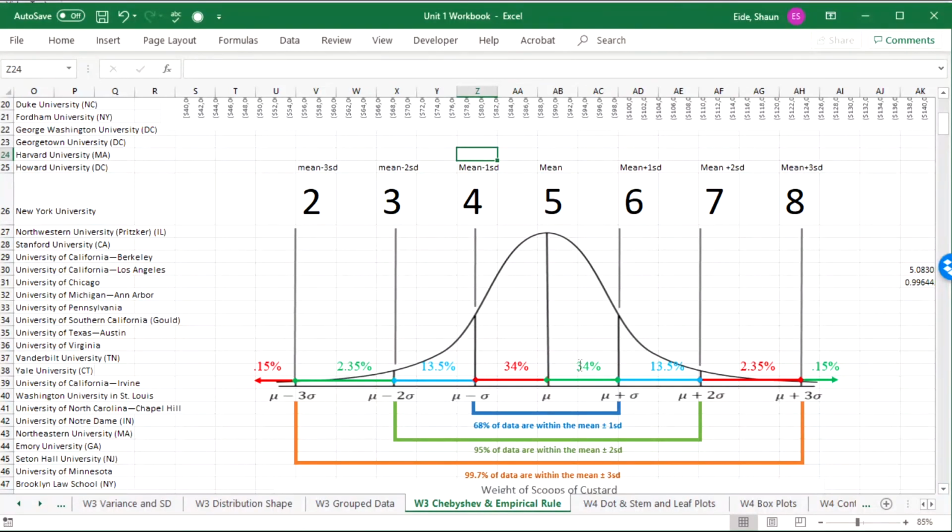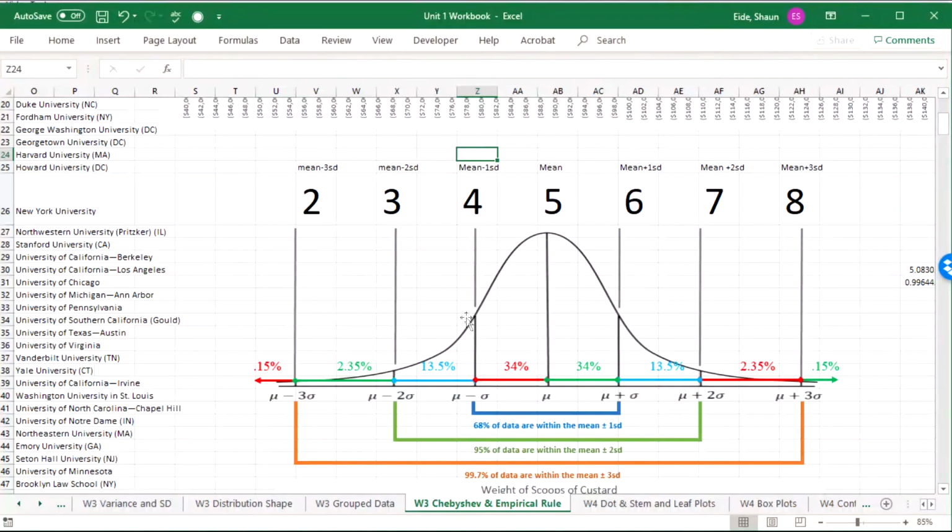So the really cool thing about this is we can actually add this up. If I were to ask you, for instance, what percent of custard cones are going to be between 4 to 6 ounces? All that I'd have to do is say, okay, 4 is one standard deviation below, 6 is one standard deviation above. If it's perfectly normally distributed, then there's going to be 68% of custard cones that are between 4 to 6 ounces.